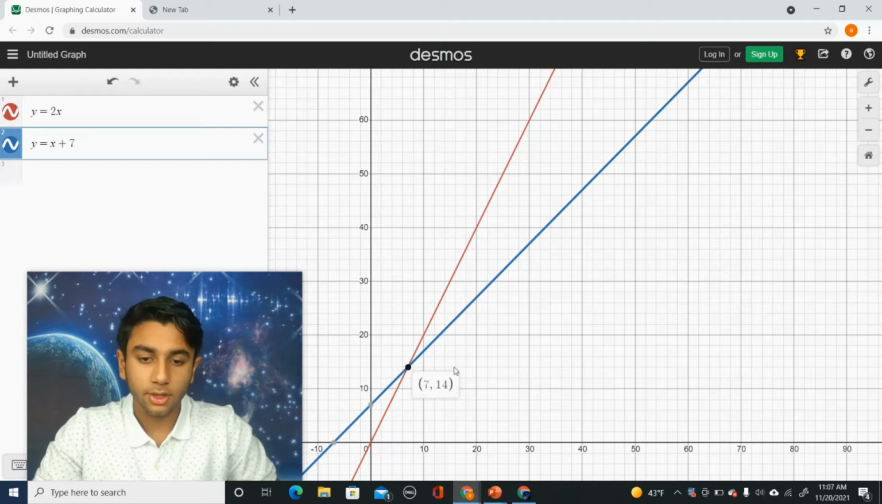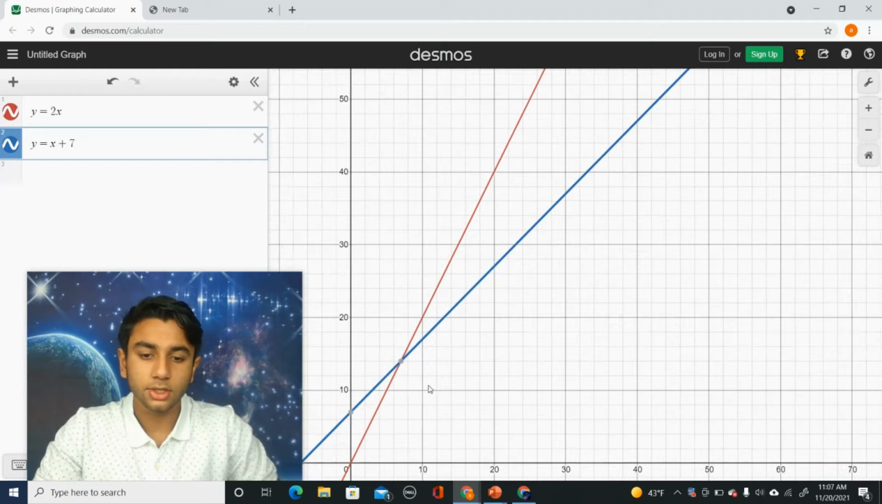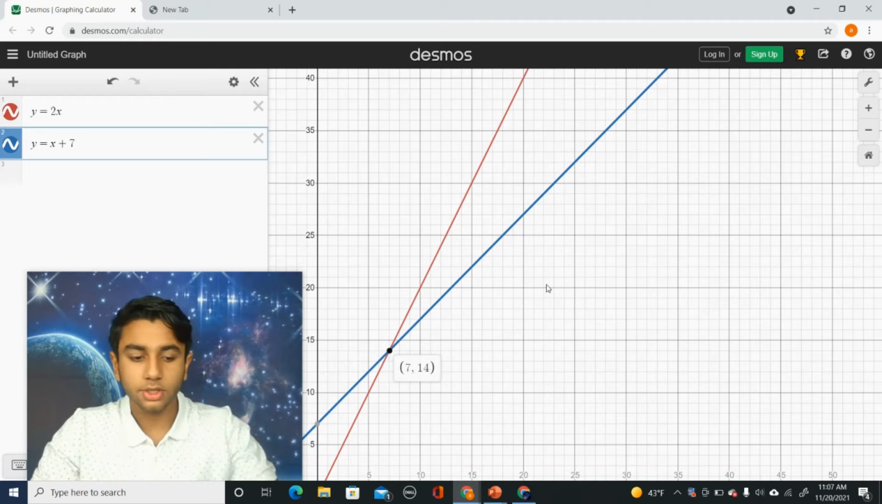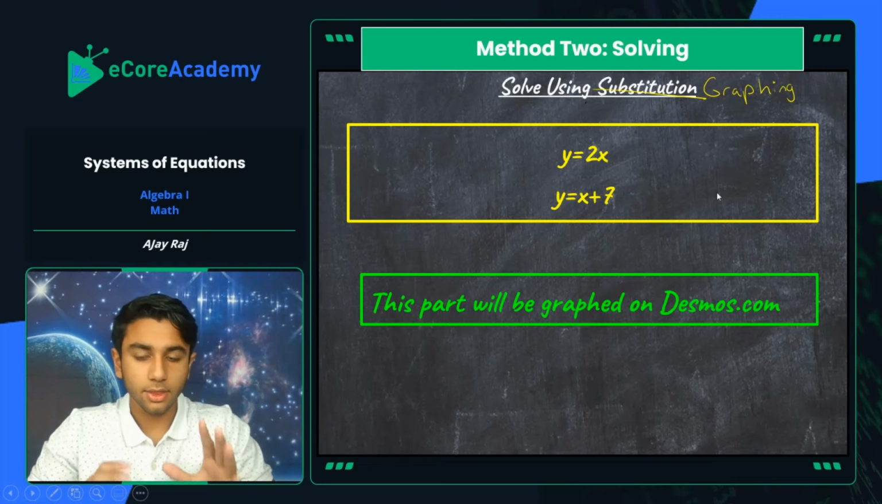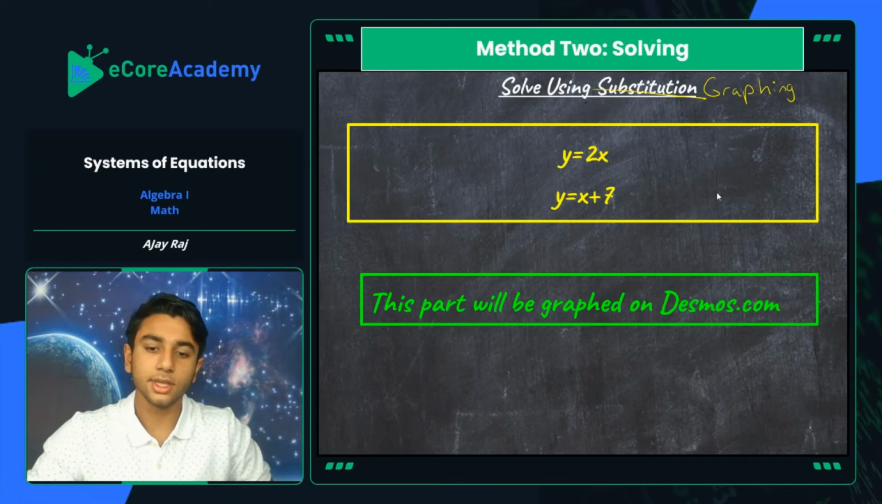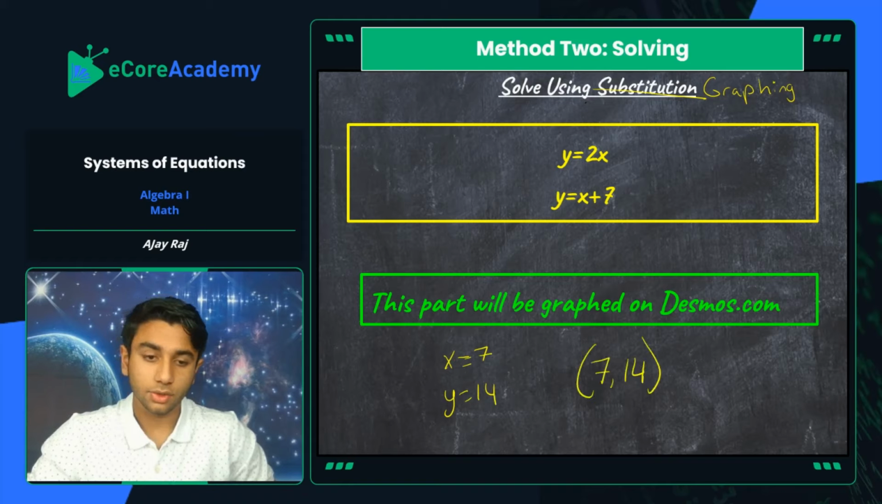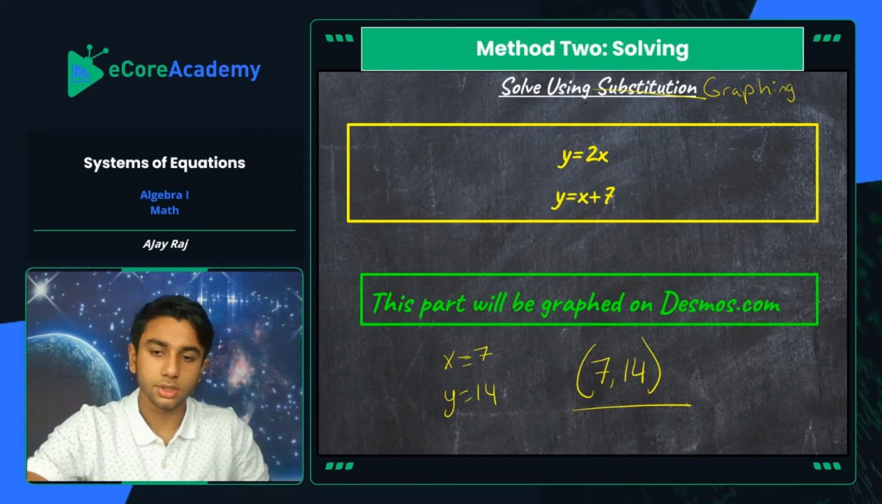That's going to be the only point that they intersect. So if we were to click on this point, we can see that the point of intersection would actually be at 7, 14. So our x value here would be 7, and our y would be 14, because at this point, both of these lines are going to be equal for the respective variables. So if we were to switch back, you can see that our solution for this equation is going to be that x is going to equal 7, and our y is going to equal 14. So that's going to simplify to 7, 14 as our solution set. So that's going to be our solution to this equation.